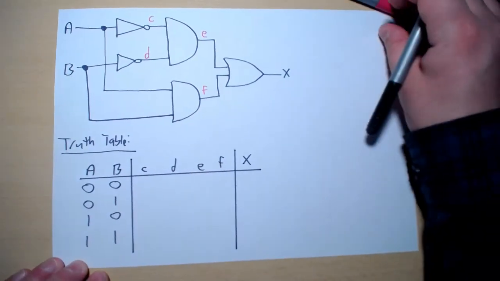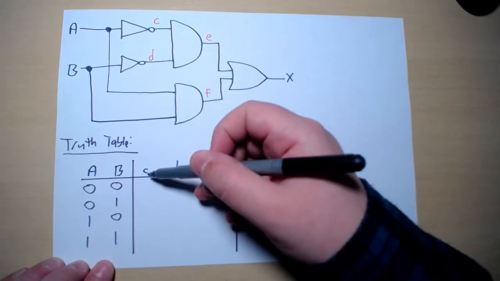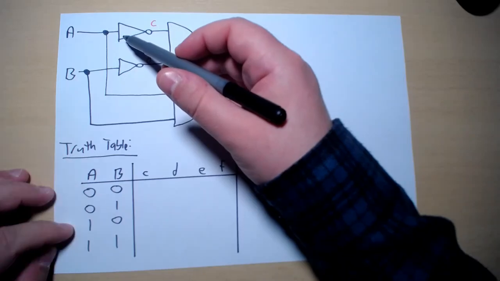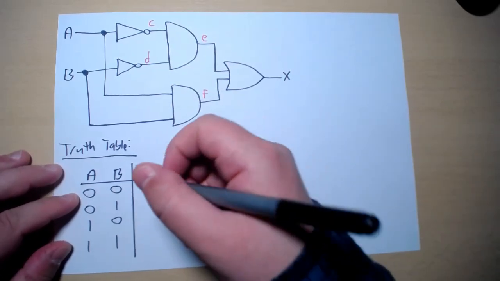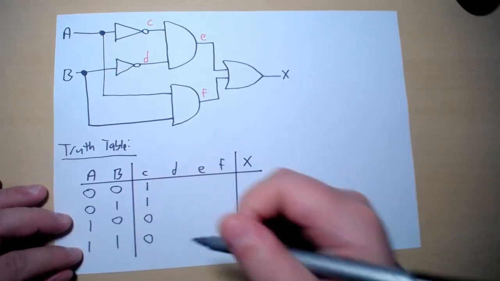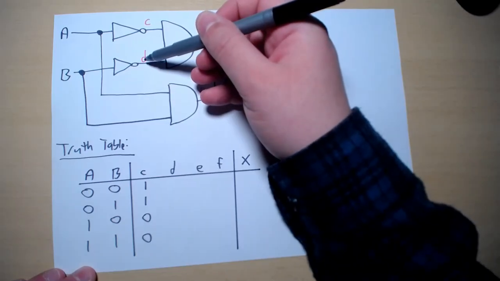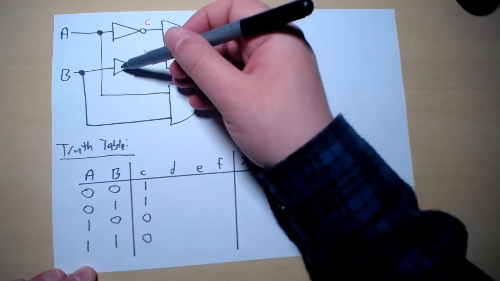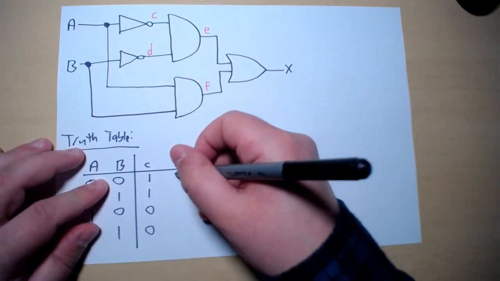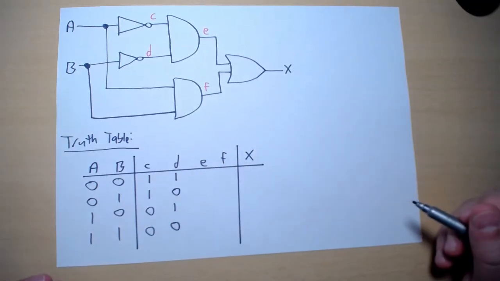And we can start with this logic gate, column C. C is a NOT gate and it's the NOT of A. So it's basically the opposite of A. So here we have A is 0. Here it comes 1, 1, 0, and 0. Here we have D. D is also a NOT gate. It's the NOT of B. So D is the opposite of B. So 1, 0, 1, 0.